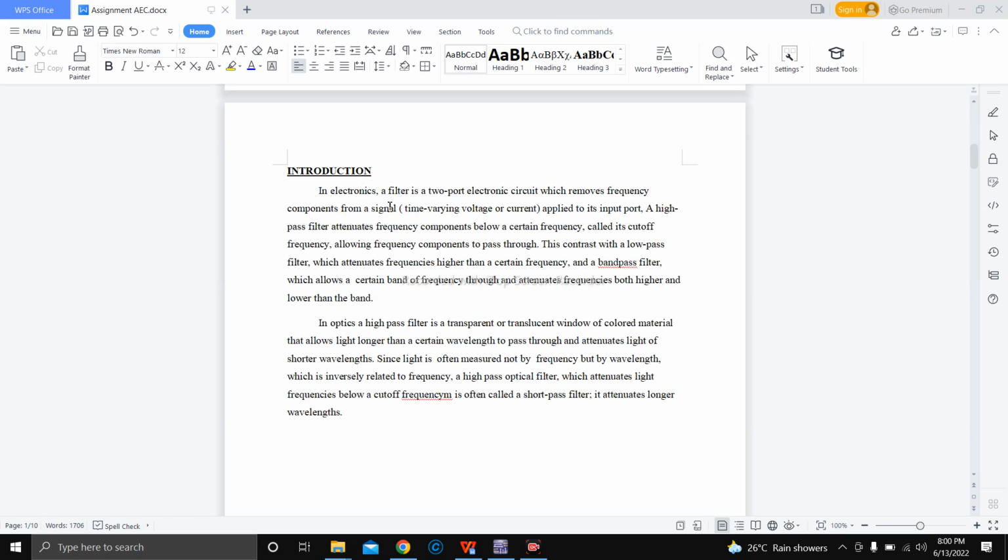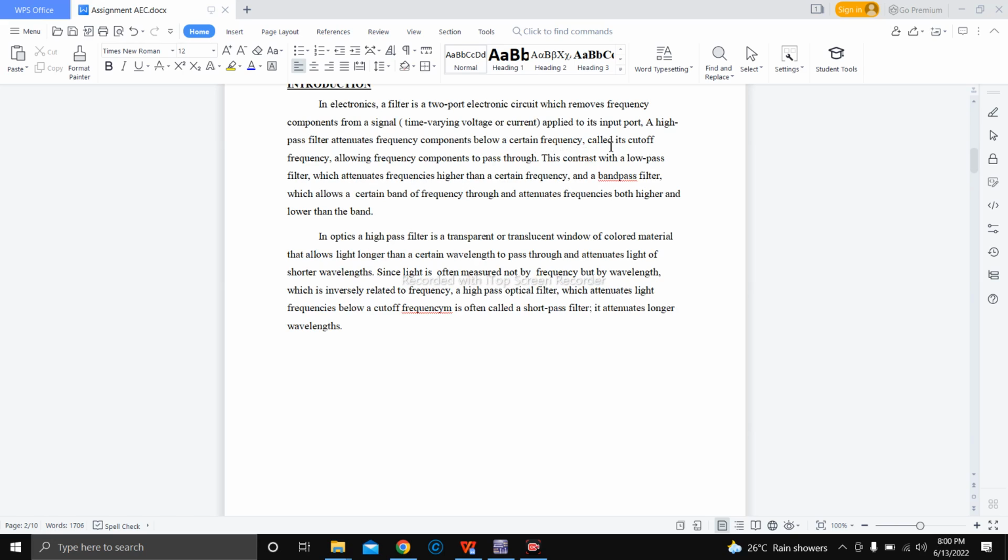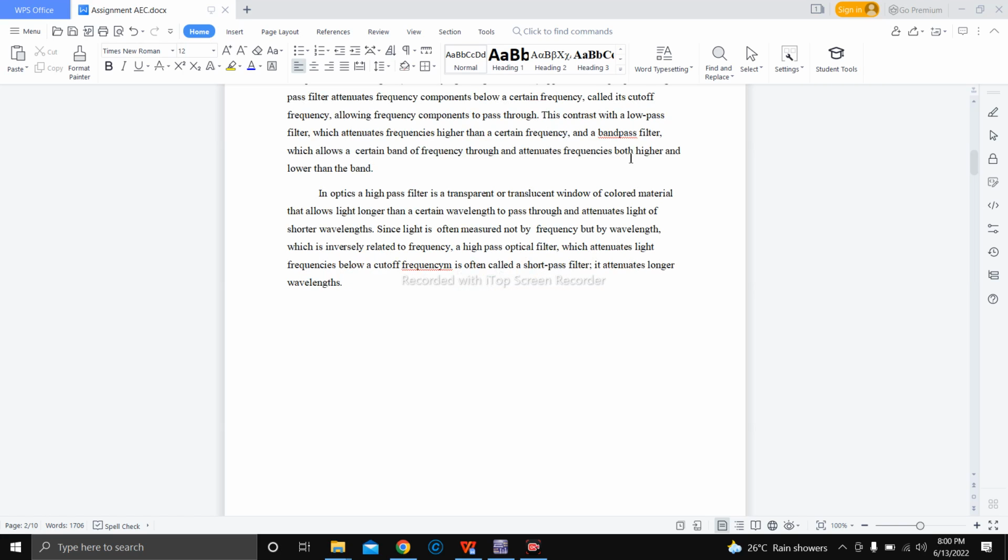In electronics, a filter is a two-port electronic circuit which removes frequency components from a signal, a time-varying voltage or current applied to its input port. A high-pass filter attenuates frequency components below a certain frequency, called its cut-off frequency, allowing higher frequency components to pass through. This contrasts with a low-pass filter, which attenuates frequencies higher than a certain frequency, and a bandpass filter, which allows a certain band of frequency to pass and attenuates frequencies both higher and lower than the band.